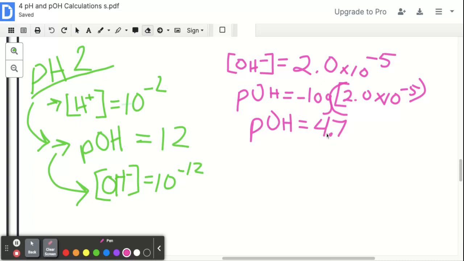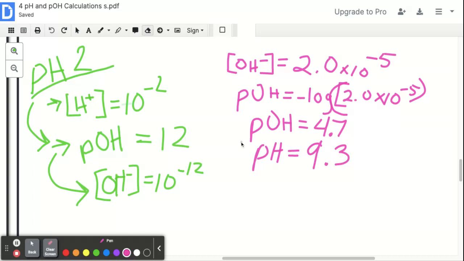Okay. Now that I have pOH, then I can go back in and figure out my hydroxide concentration. Well, actually, I have that already. I could then find out my pH. So if I needed to find pH from pOH, you're subtracting that from 14. So if I need pH for this now, you're going to have 14 minus 4.7 to give you 9.3.